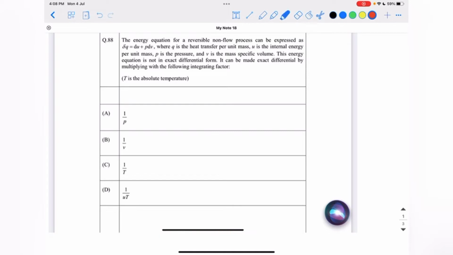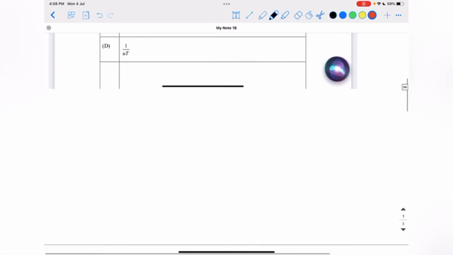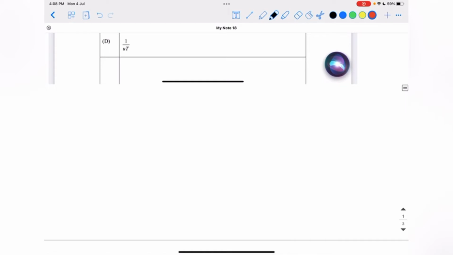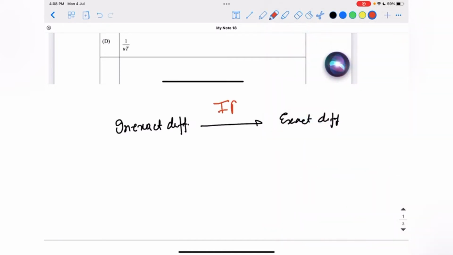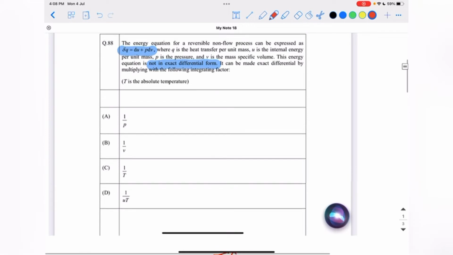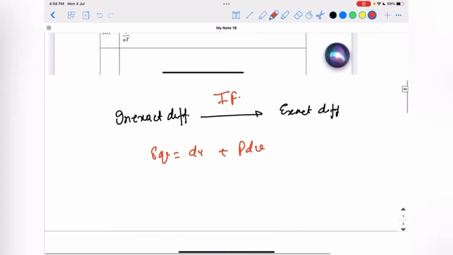See, we have been given this equation as delta Q is equal to dU plus PdV, and it is given that this equation is not in exact differential form. So there is a general mathematical rule that if you have to convert an equation which is in inexact differential form to exact differential form, we need an integrating factor. Now for the given equation, delta Q is equal to dU plus PdV, this equation is not in exact differential form.